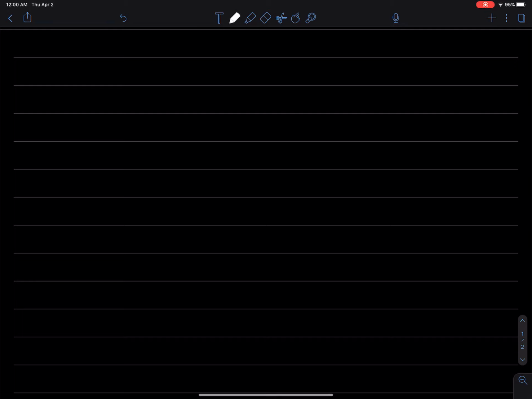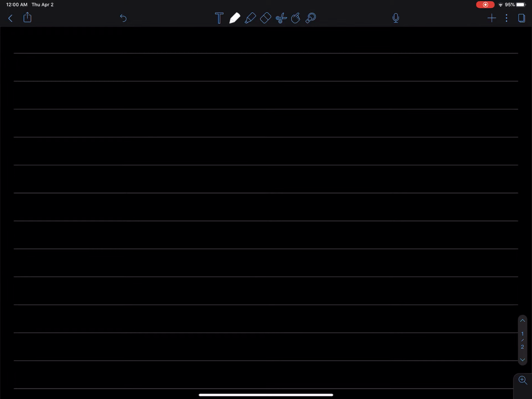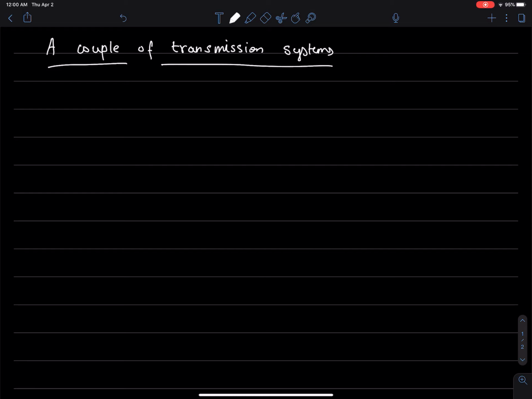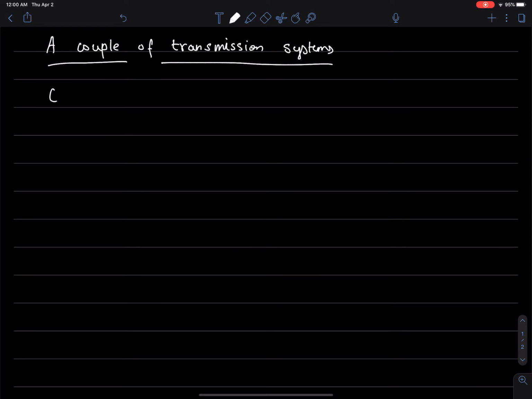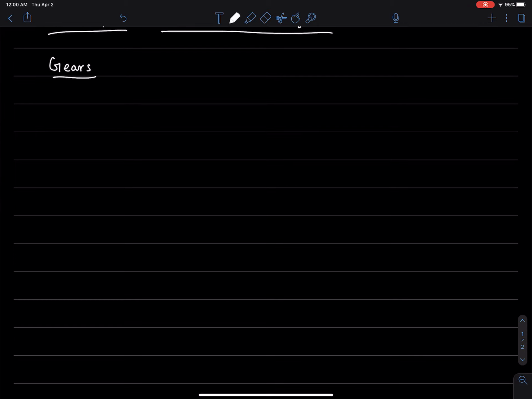Okay, this is a small detour into talking about a couple of transmission systems. First, we are going to talk about gears. Next, we will talk about belt drives and chain drives.